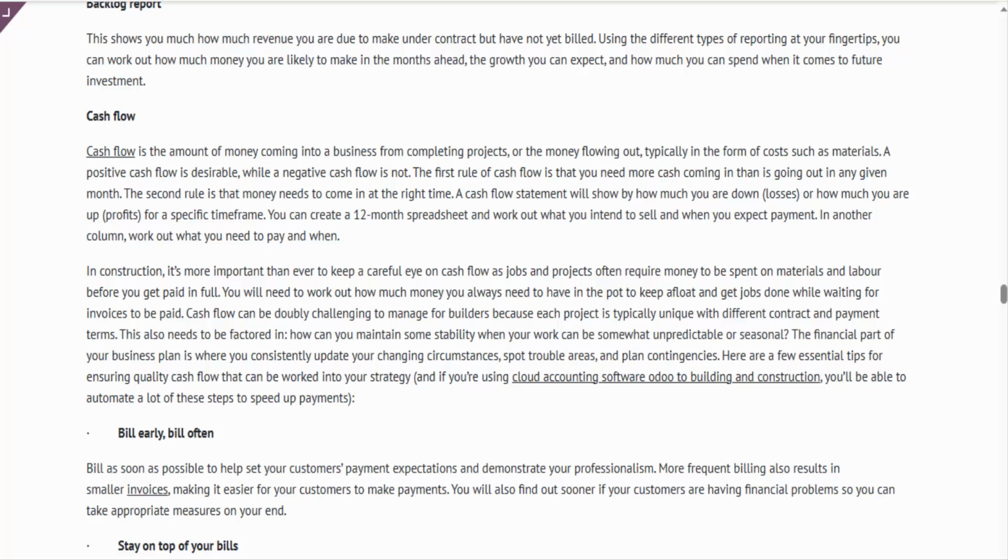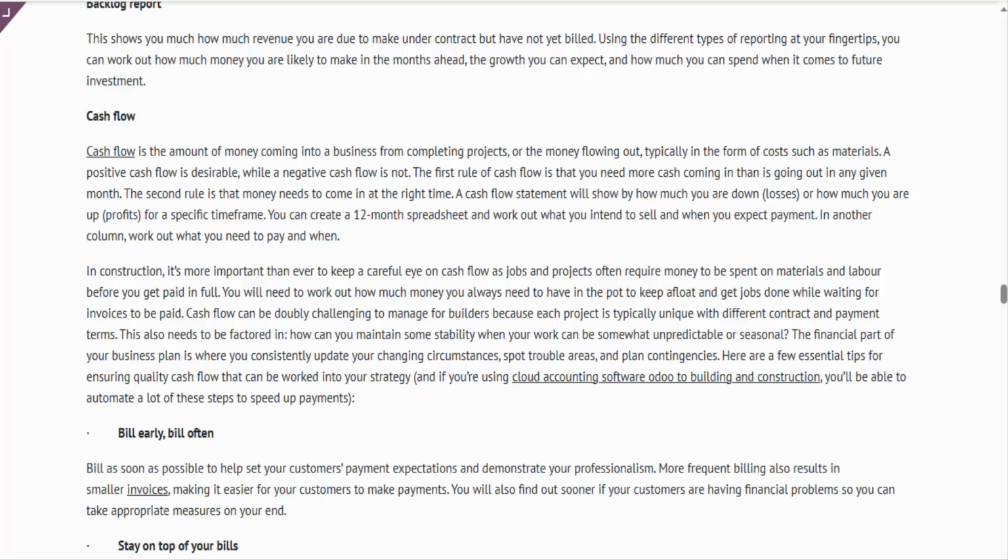Cash flow. Cash flow is the amount of money coming into a business from completing projects, or the money flowing out, typically in the form of costs such as materials. A positive cash flow is desirable, while a negative cash flow is not. The first rule of cash flow is that you need more cash coming in than is going out in any given month. The second rule is that money needs to come in at the right time.